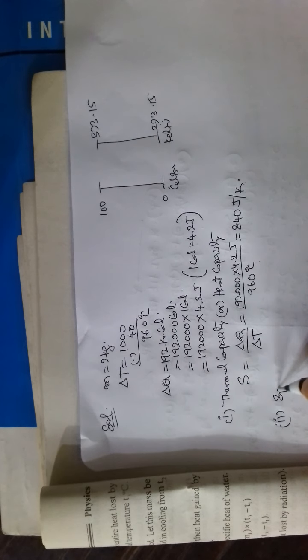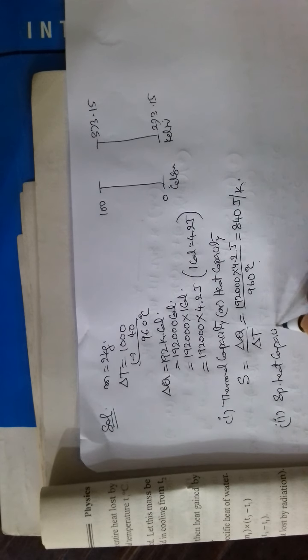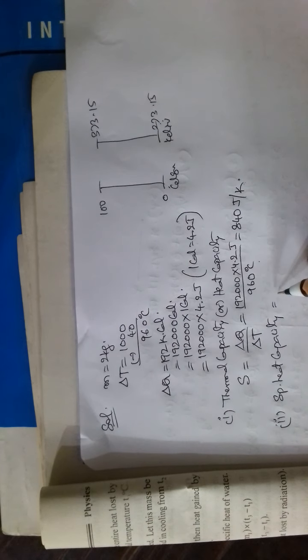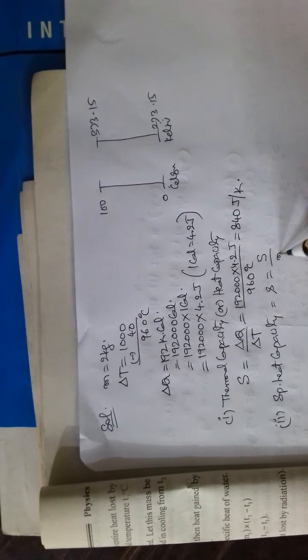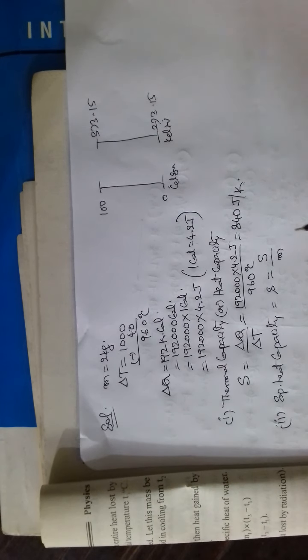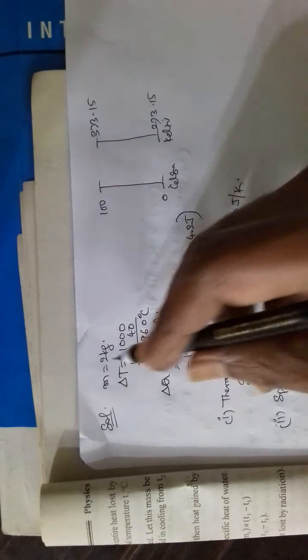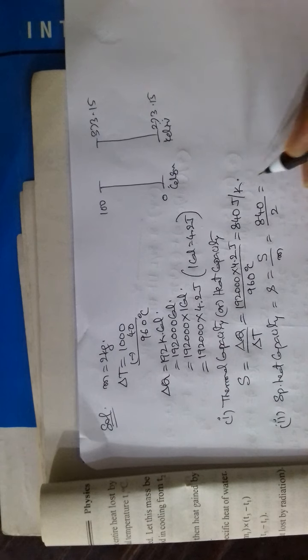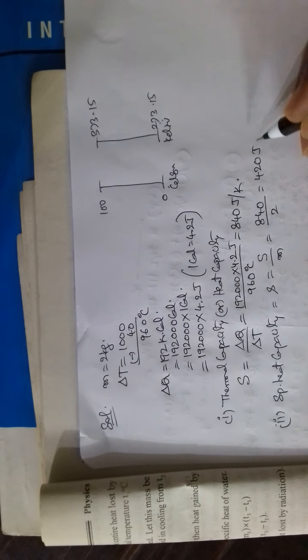Now, specific heat capacity. Small s is capital S by M. Mass is 2 kg. The unit is joule per kg Kelvin.